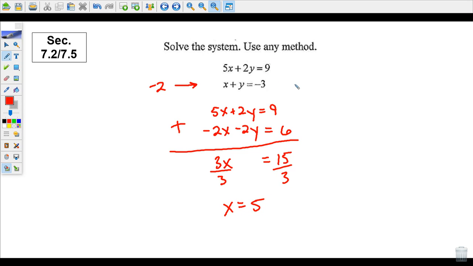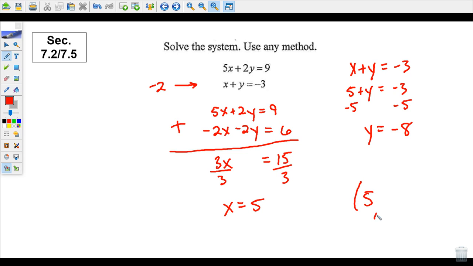And then I can go back up and take either one of these and solve for y. I'm going to take this one because it's the easiest, not as much stuff in it. So I'm going to put 5 in for x. Subtract 5. And y is going to be -8. So my solution is really this ordered pair. The x value is 5, the y value is -8, so it would be 5, -8 as an ordered pair.